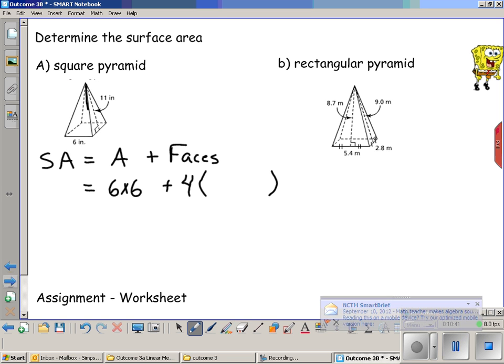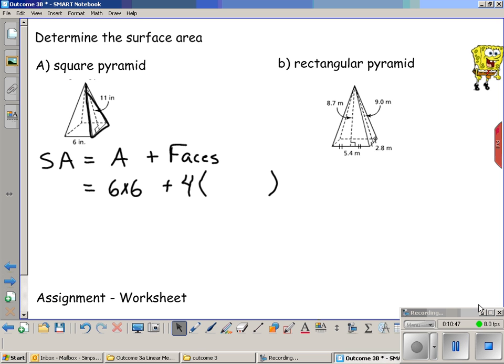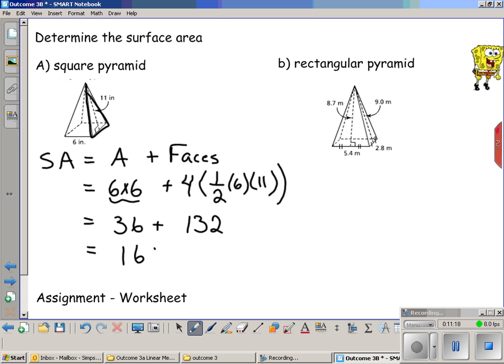So we're looking at this side here. The area of a triangle is 1/2 the base of that triangle, which in this case is 6, times its height, which we are told is 11. Multiplying these two first, 6 times 6 is 36. Then we want to multiply out the area of our faces. The faces work out to 132. Adding those two together, we end up with 168 inches squared.